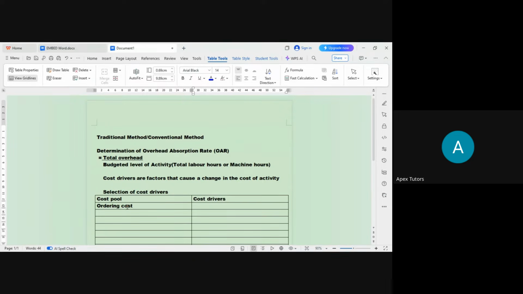Now, ordering cost. The cost driver for ordering cost will be the number of orders.